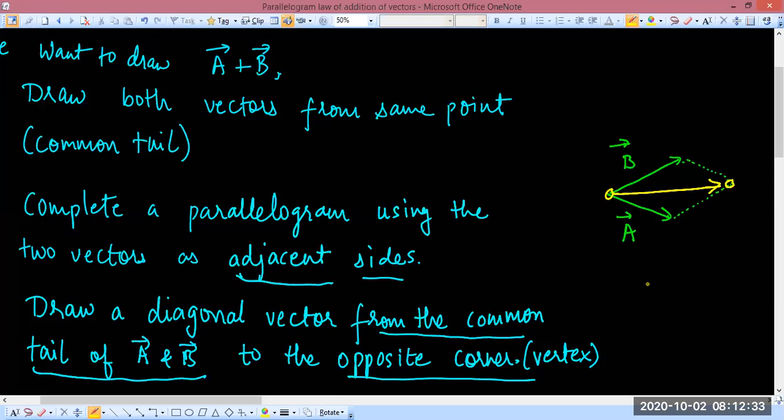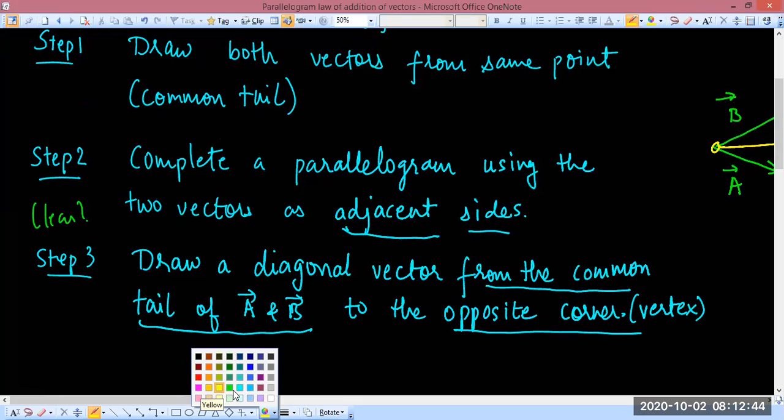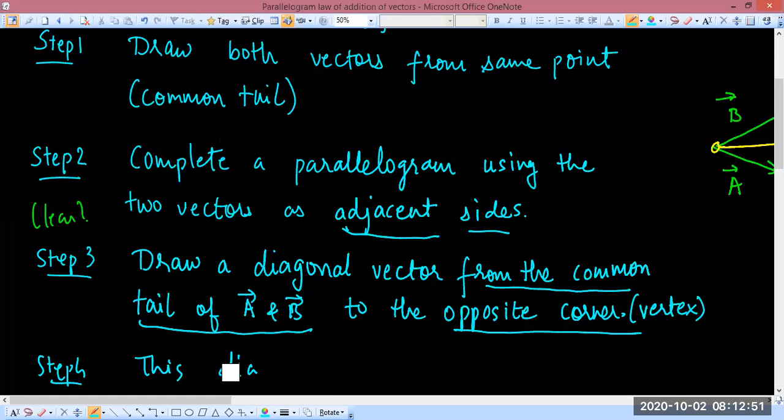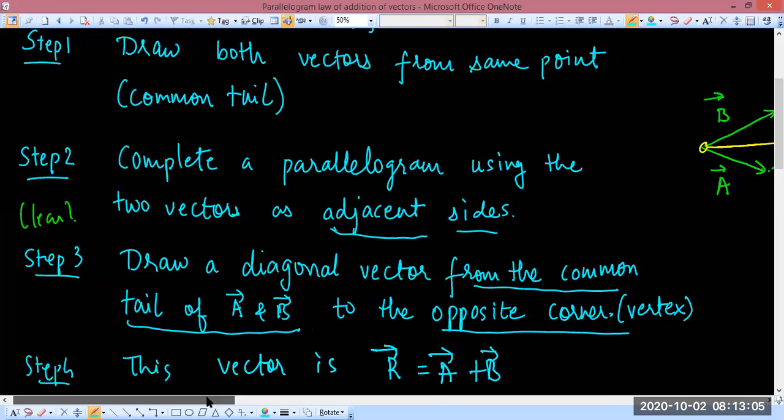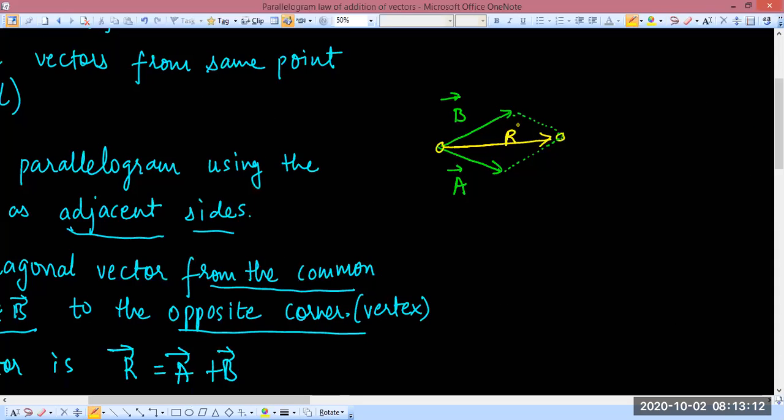Okay, right. And finally, step four, we just name it and we are done. Step four. This diagonal vector that you have just drawn is R vector, which is equal to, okay, so this is the addition vector. That's how you add. So in four steps, you have added A vector plus B vector. So this is R vector. Again, R vector stands for A vector plus B vector. Okay, that's how you do it. Clear? Are all the steps clear, everyone?